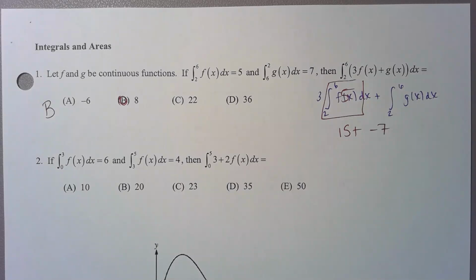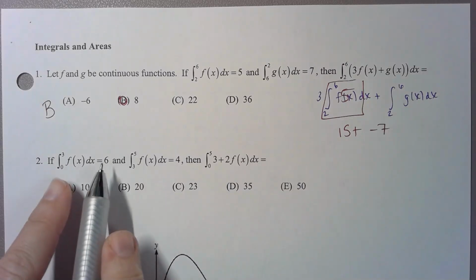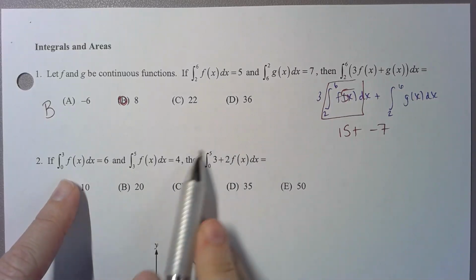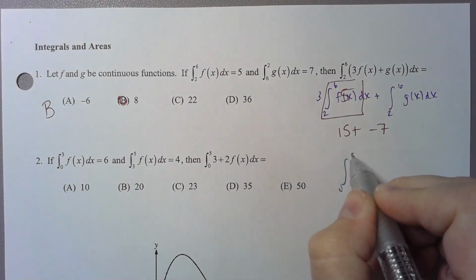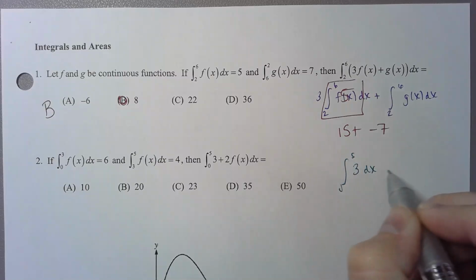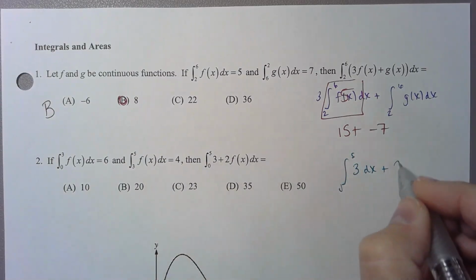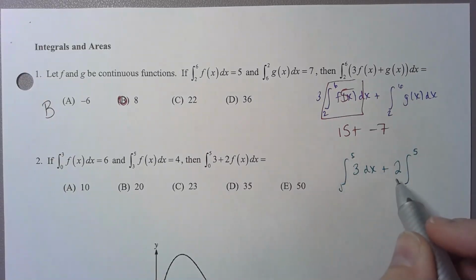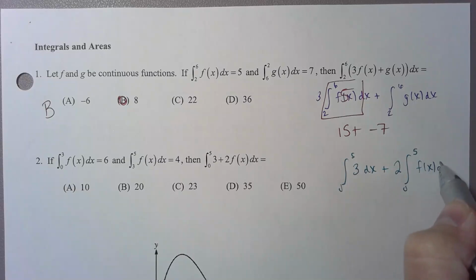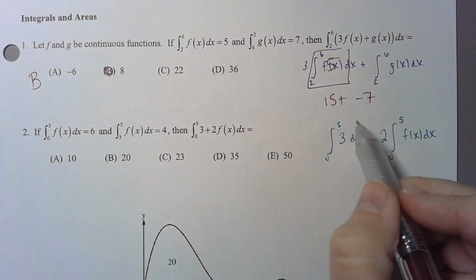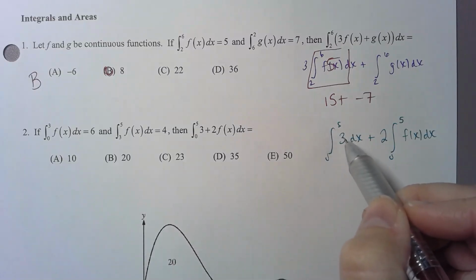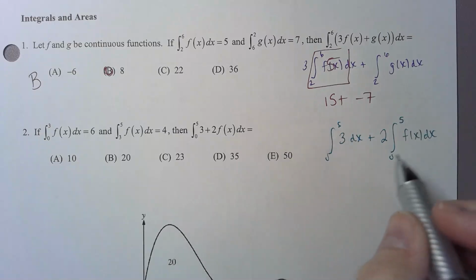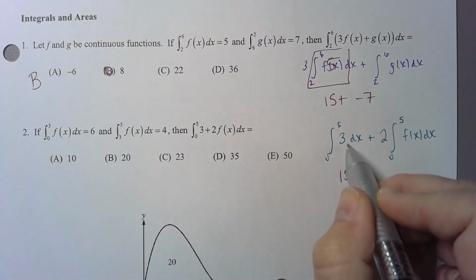All right. Similarly, let's take a look at number 2. They give us the value of 2 integrals, and they want the third. So what I'm going to do is I'm still going to split this into 2 pieces. So I've got the integral from 0 to 5 of 3 dx, plus I'll slide the 2 in front, and then I want the integral from 0 to 5 of f. All right. Why did I do that? Well, because this, you can take the antiderivative, or you can say they're looking for the area under y equals 3 from 0 to 5. That's a rectangle. The base is 5, the height is 3.